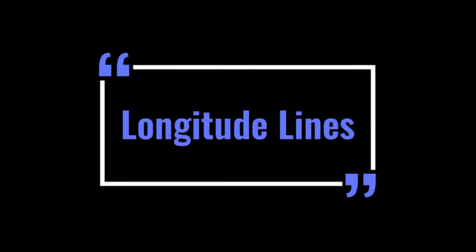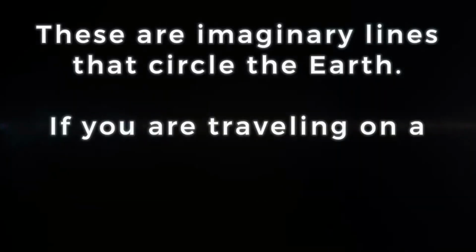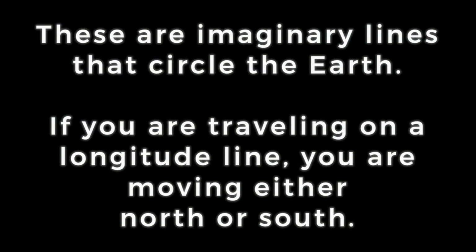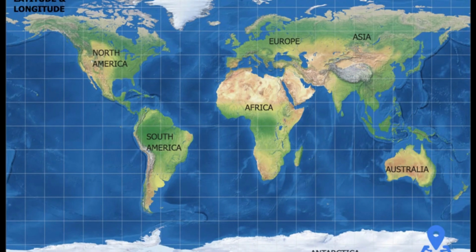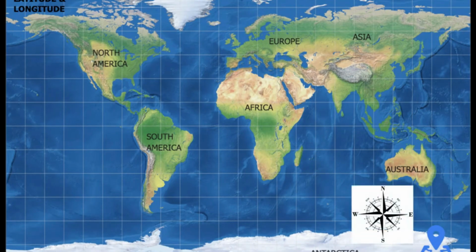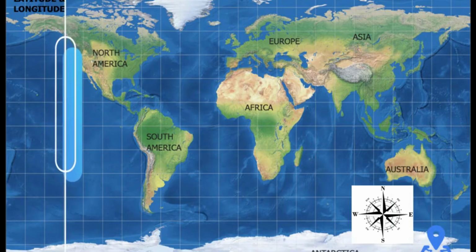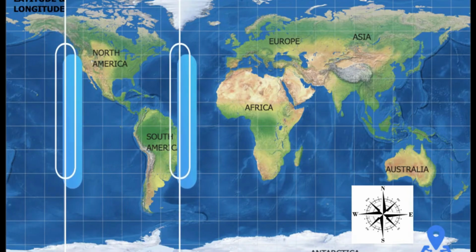Longitude lines. These are imaginary lines that circle the Earth. If you are traveling on a longitude line, you are moving either north or south. So you can see on this map that there are lines running across it. These are imaginary lines. They're not really on the Earth. But these lines that run north to south, these are called longitude lines. You can see pretty much all maps have them.